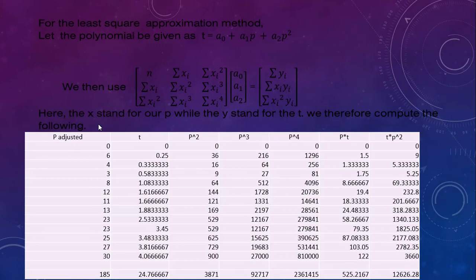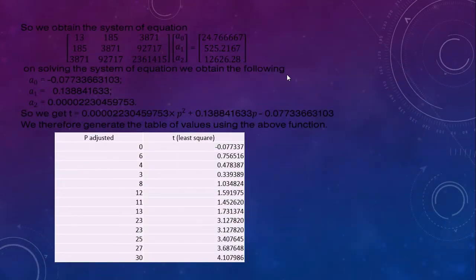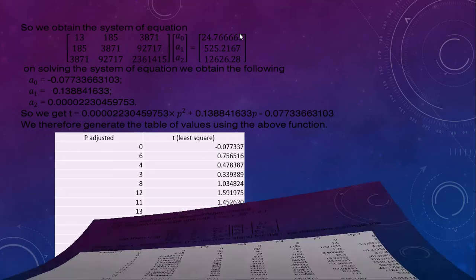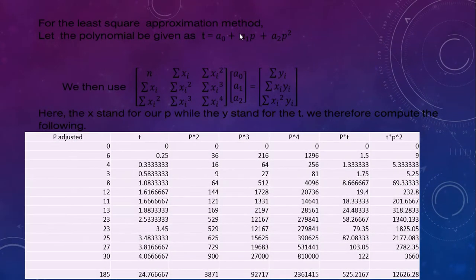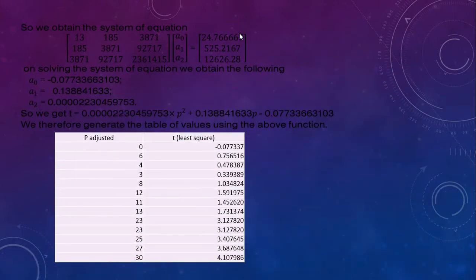We therefore compose the following. So we compose the values. This is the table of values we need to compute so as to obtain a0, a1, and a2. So we obtain the system of equations. This is the system of equations we got from the previous table. On solving the system of equations, we obtain the following solution.